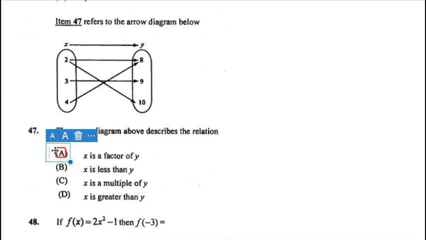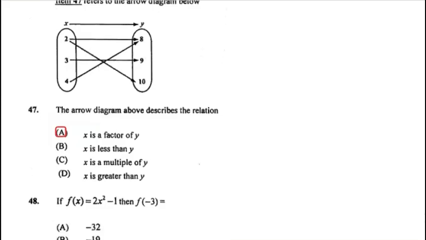C says x is a multiple of y. That is definitely not the case, guys. And D says x is greater than y. X is definitely not greater than y, and we can see and know that. So therefore our answer remains A.